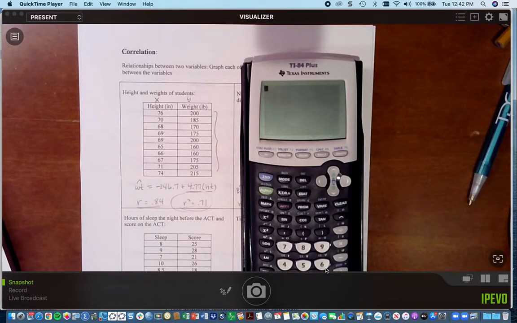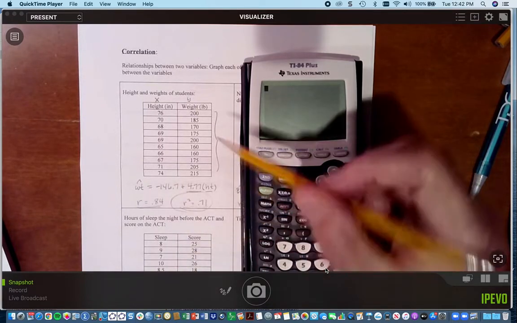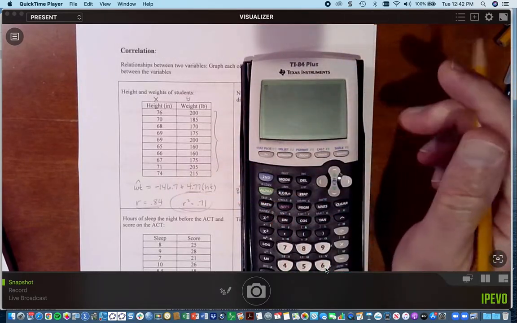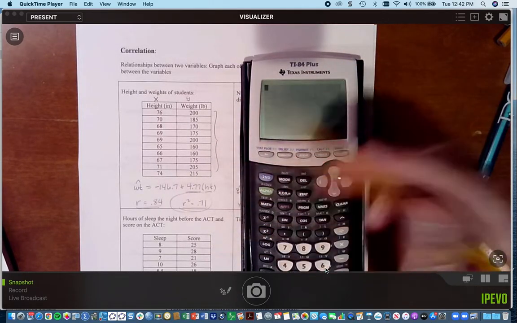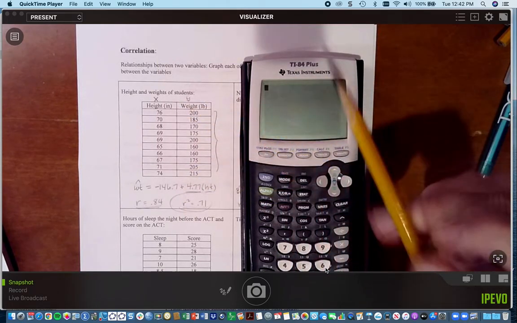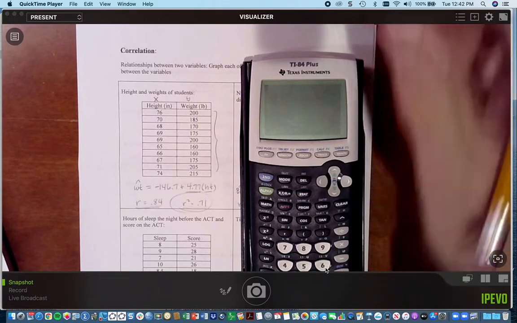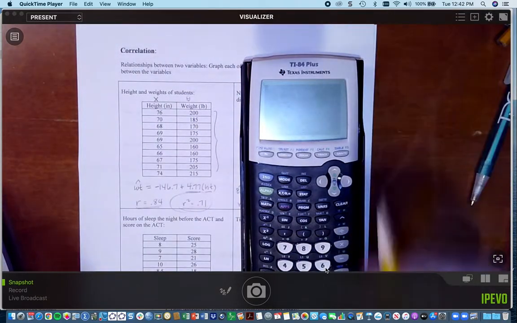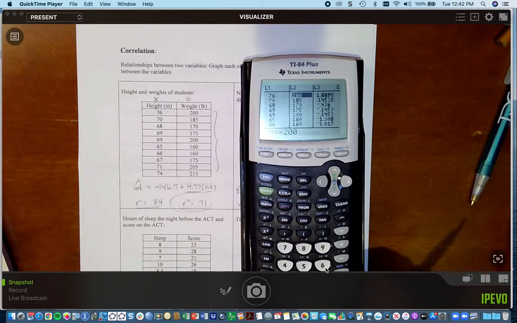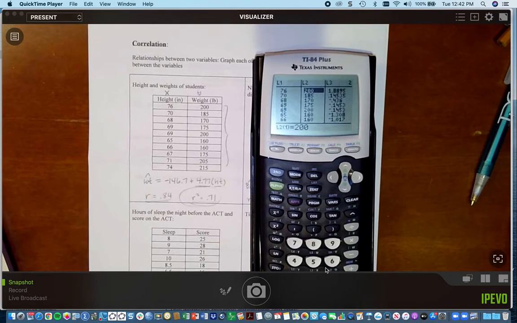I want to go quickly through how to create the scatter plot and come up with the equation of the least squares regression line for this height and weight data like we did in class today. So again, the first thing you want to do is enter the data on your calculator, right? And I've already done that, and I think that probably some of you still have that in your calculators as well.